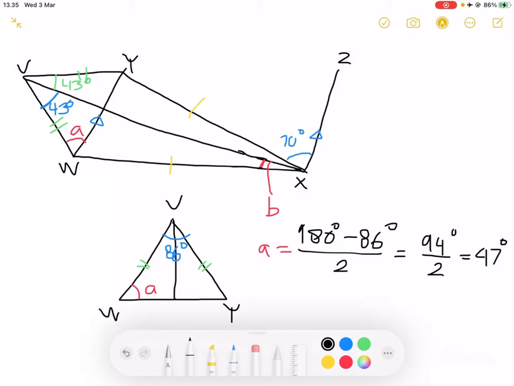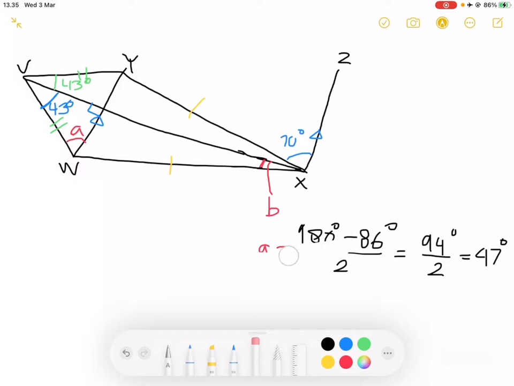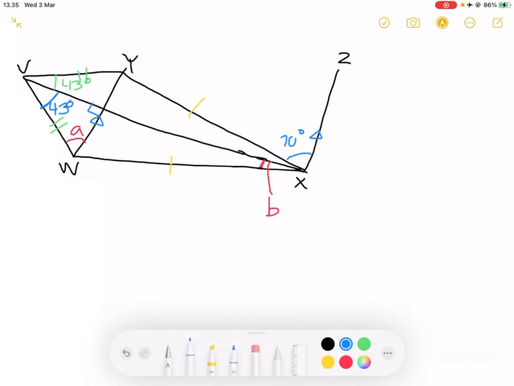Well, you can actually approach this in a different way by noticing the diagonals bisect each other in right angles, and that will give you the same result as well. So we found our first answer for A, which is A is 47 degrees, and we need to find B next.